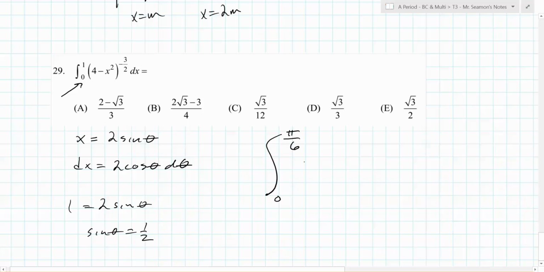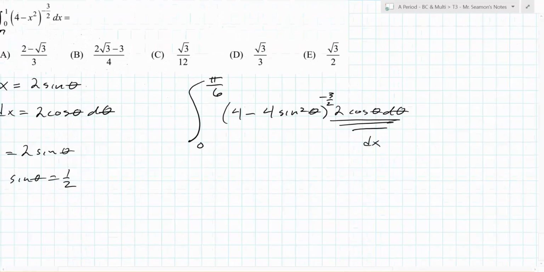Excellent. So then, what do we have now? 4 minus what, squared? So 4 minus 4 sine squared theta, right? And then instead of dx, what do we have? We need to write it as 2 cosine theta d theta, because that is dx. And it's to the negative 3/2, correct.